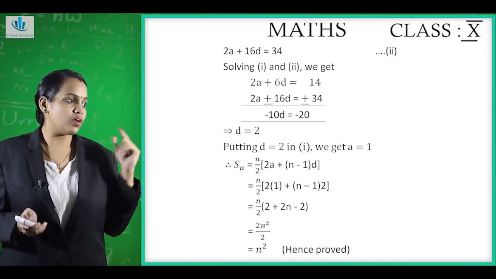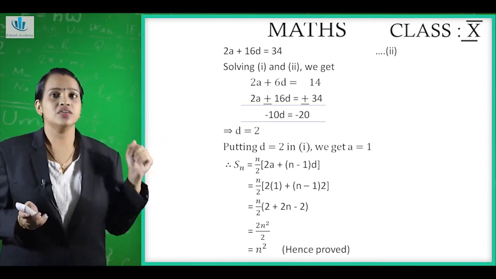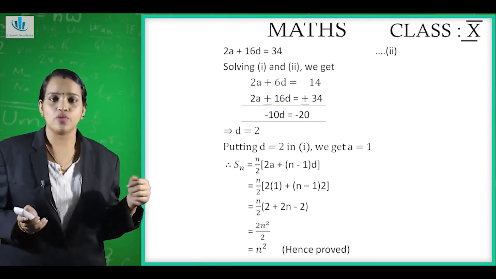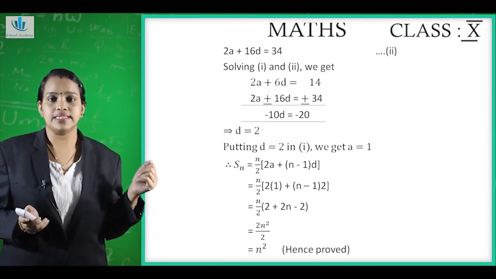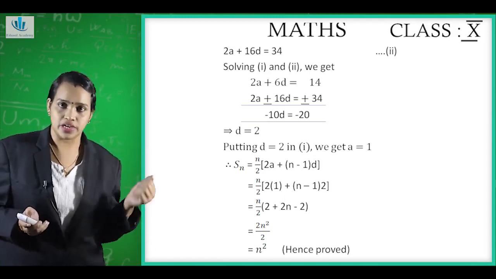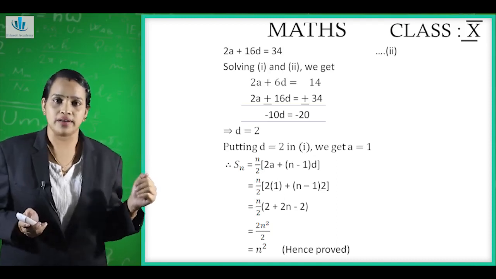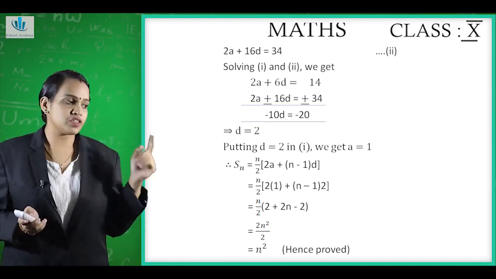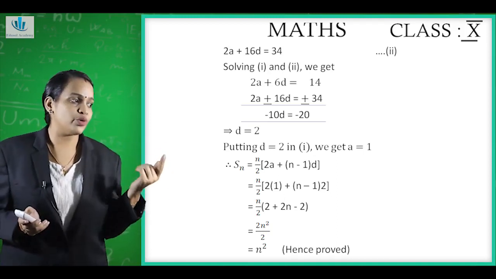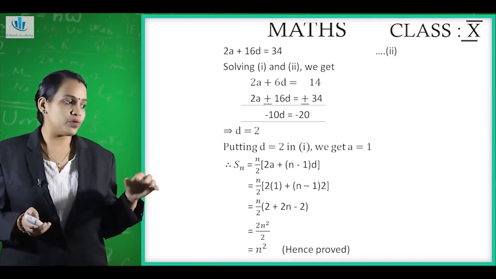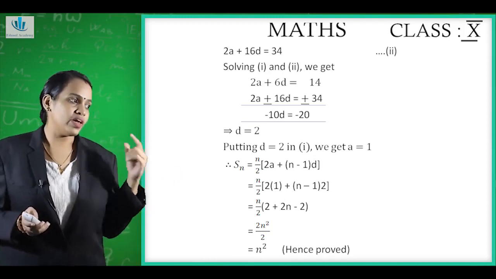Now what we will do, we will solve equations 1 and 2. So by solving equations 1 and 2 we get 2a plus 6d is equal to 14, and 2a plus 16d is equal to 34, subtracting. So when we solve it, we get −10d is equal to −20. The minus sign goes off, so d value will be equal to 2. Now what we will do, we will put the d value in equation 1 and a value will be 1.